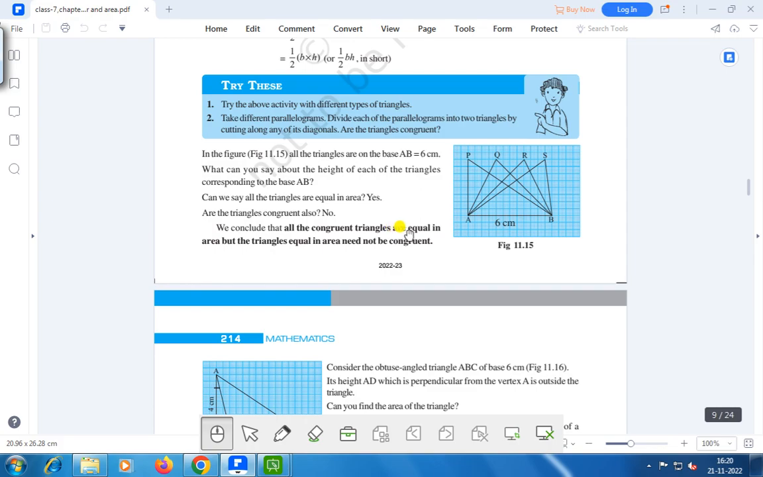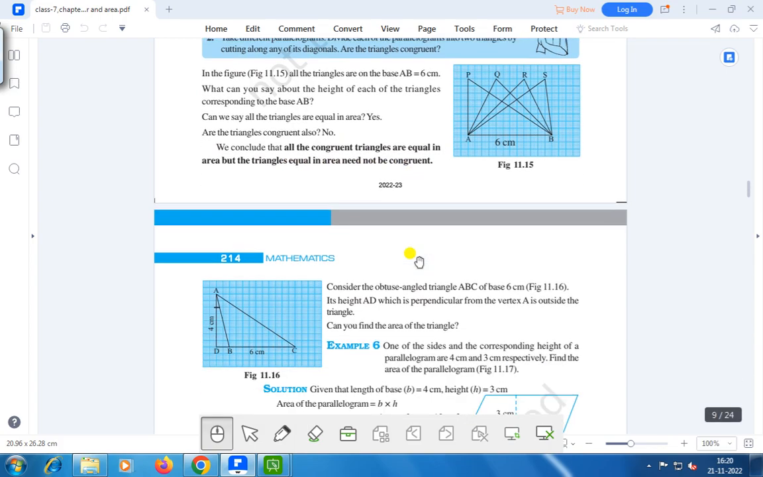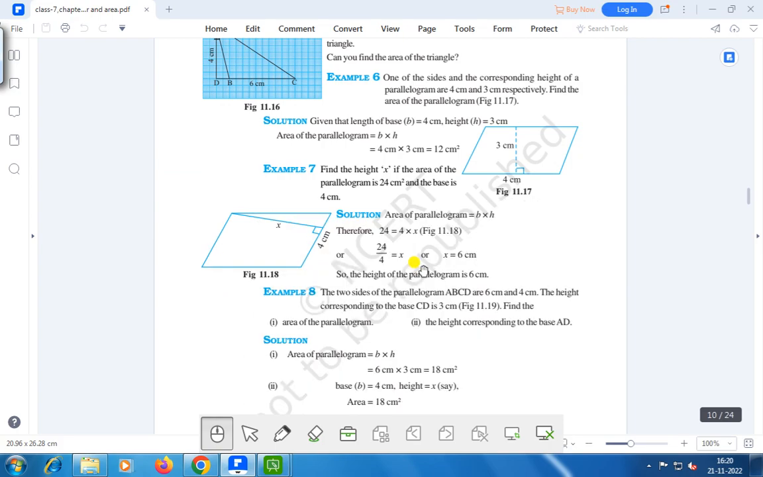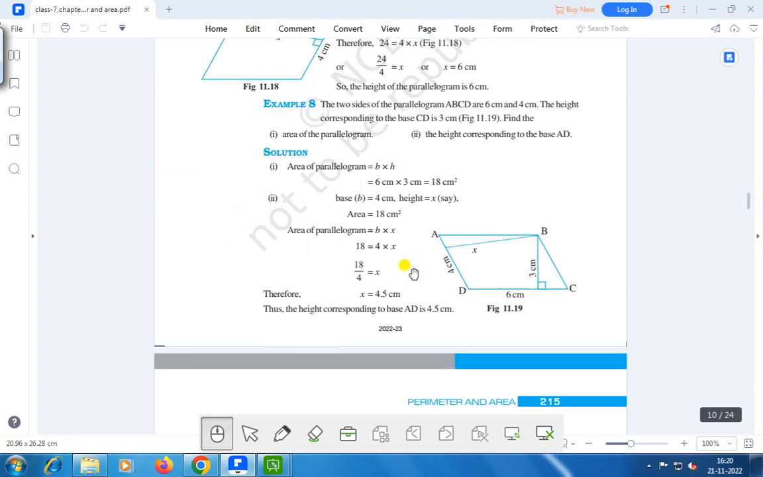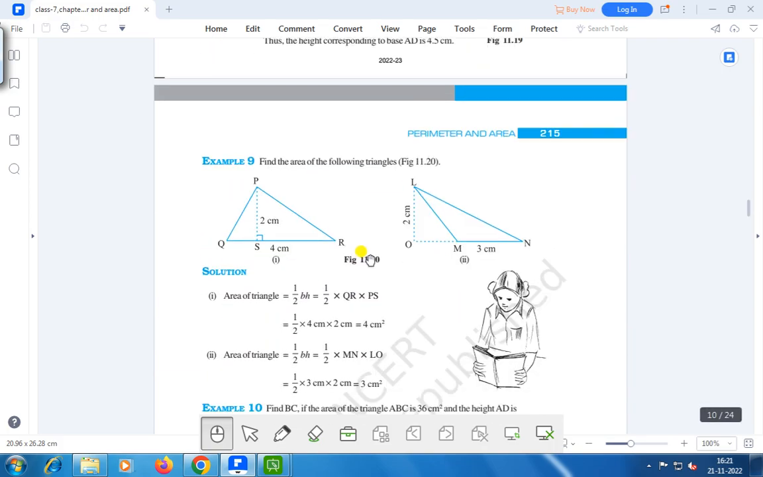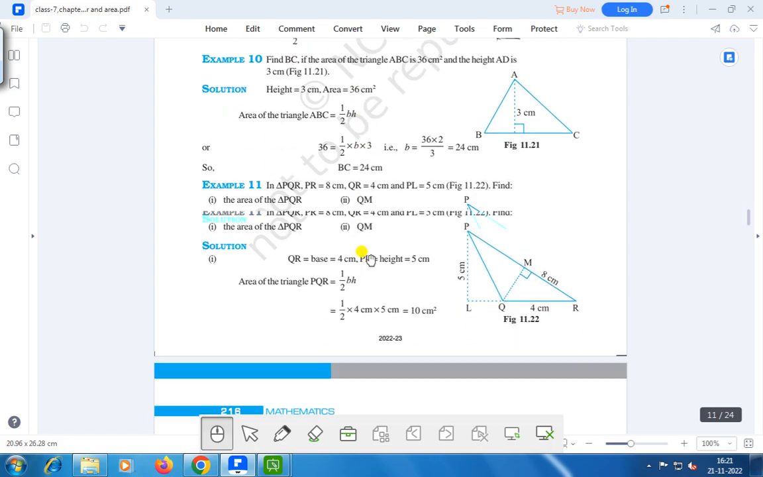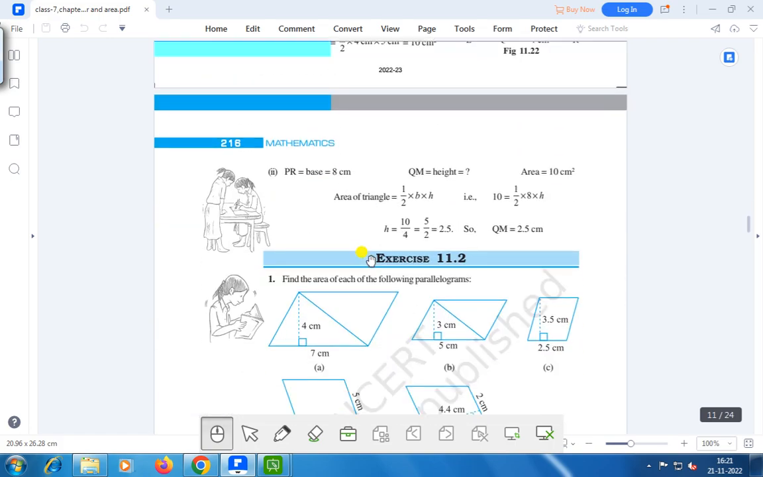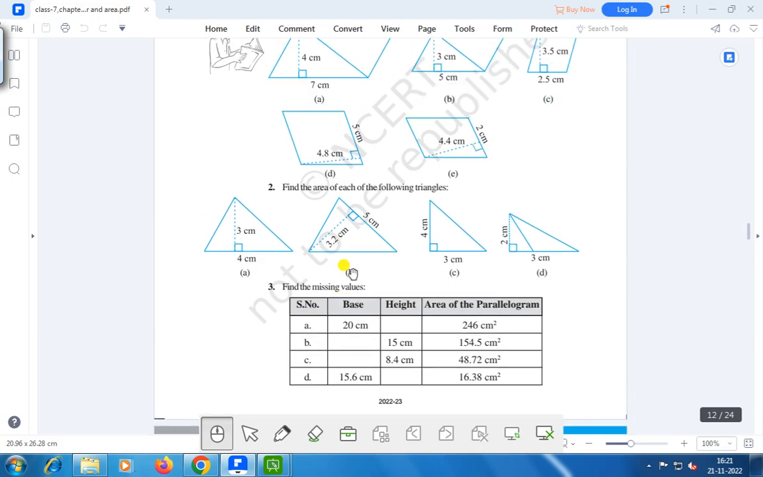We conclude that all congruent triangles are equal in area, but triangles equal in area need not be congruent, right? You have to remember this one. Now, area of a parallelogram, we know that it is base into height, right? Any other formula you have to remember? You have to remember only these formulas and you can solve any problem in the exercises.